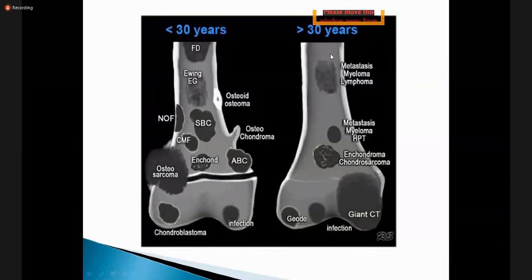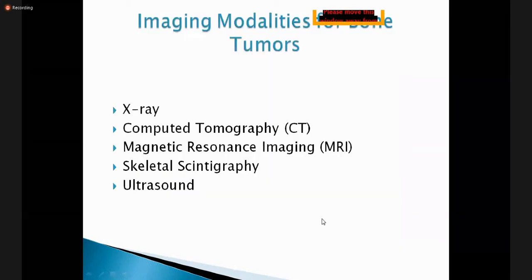So when the patient is more than 30 years old, the top differentials are metastasis, myeloma, and lymphoma, which involve the medullary cavity, and enchondroma and chondrosarcoma, which also involve the medullary cavity but in the metaphysis. GCT, geode, or infection are in the epiphyseal region.